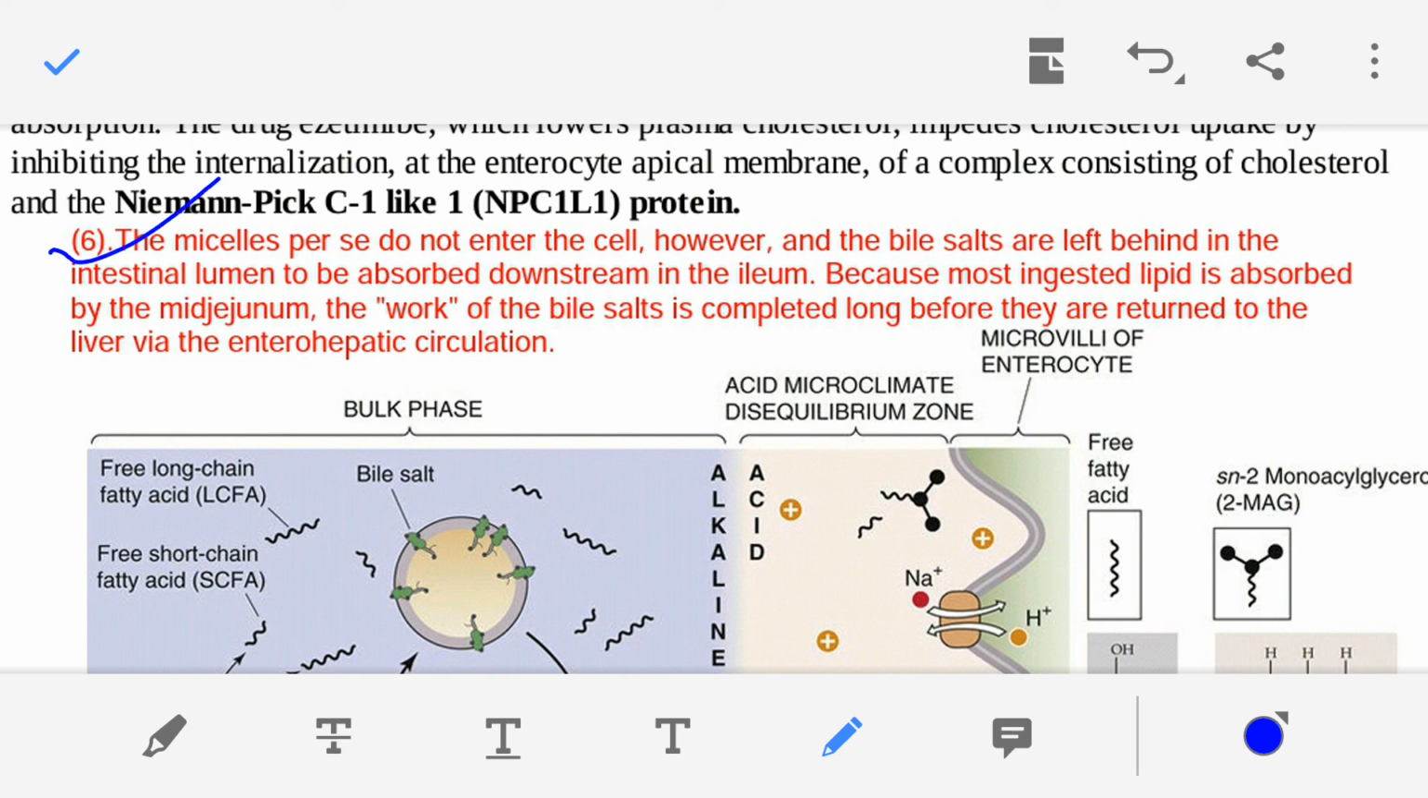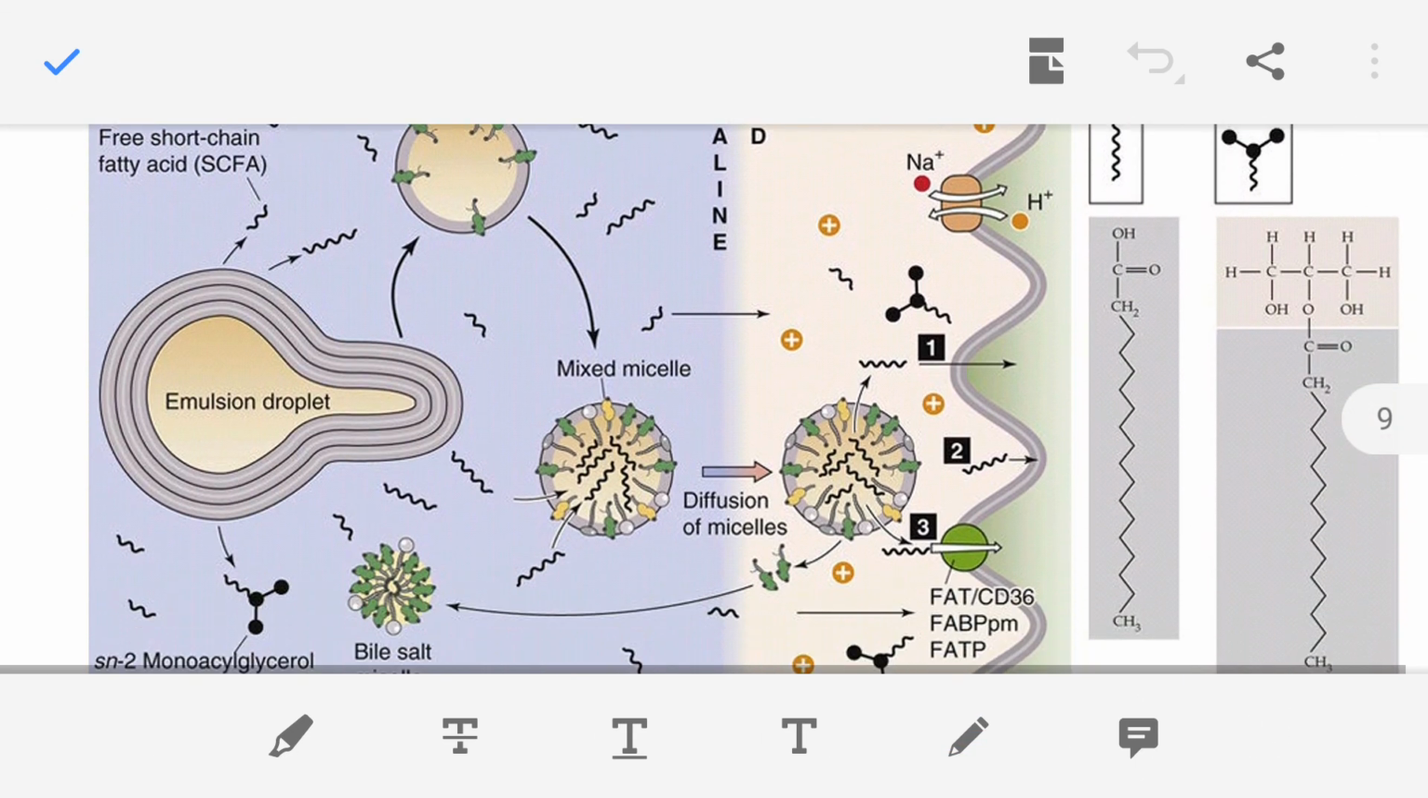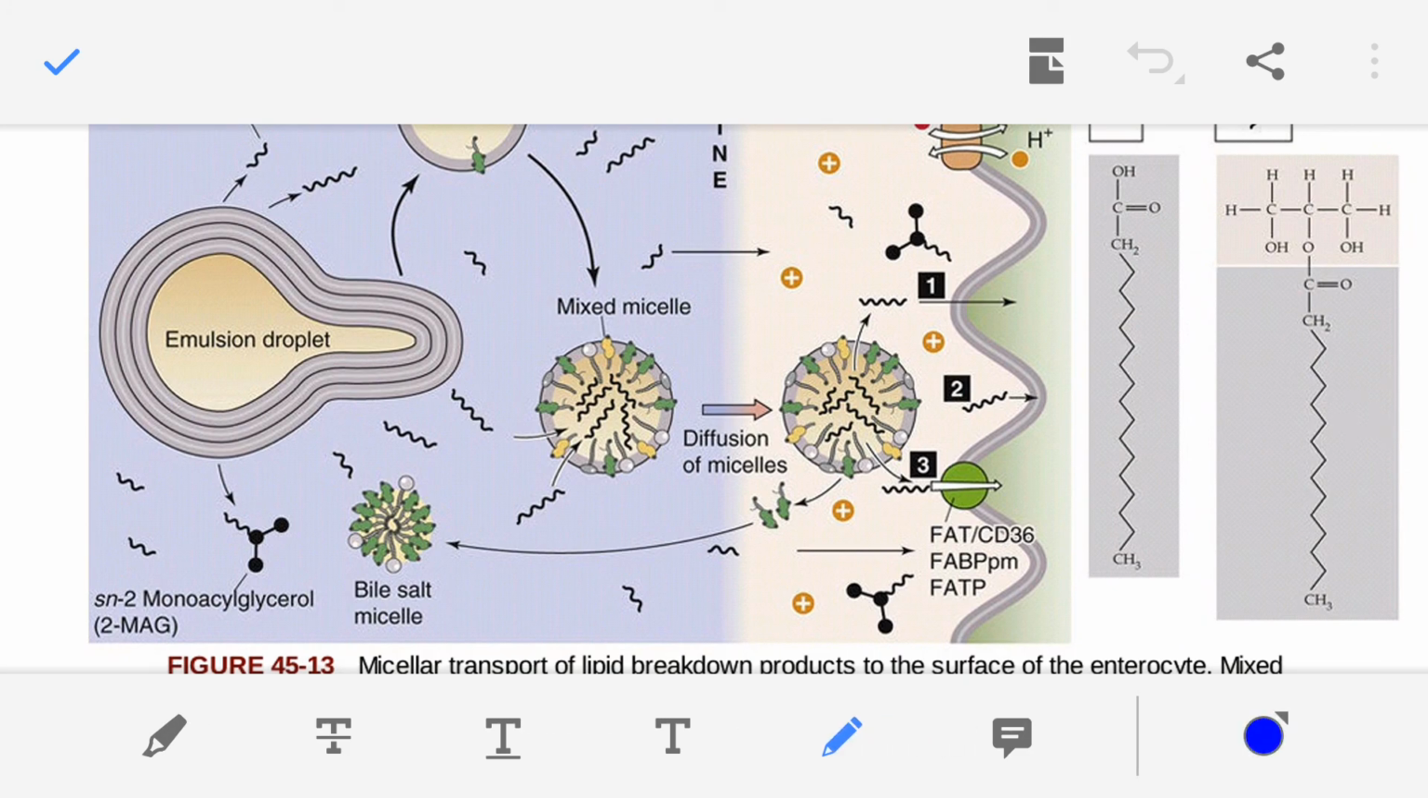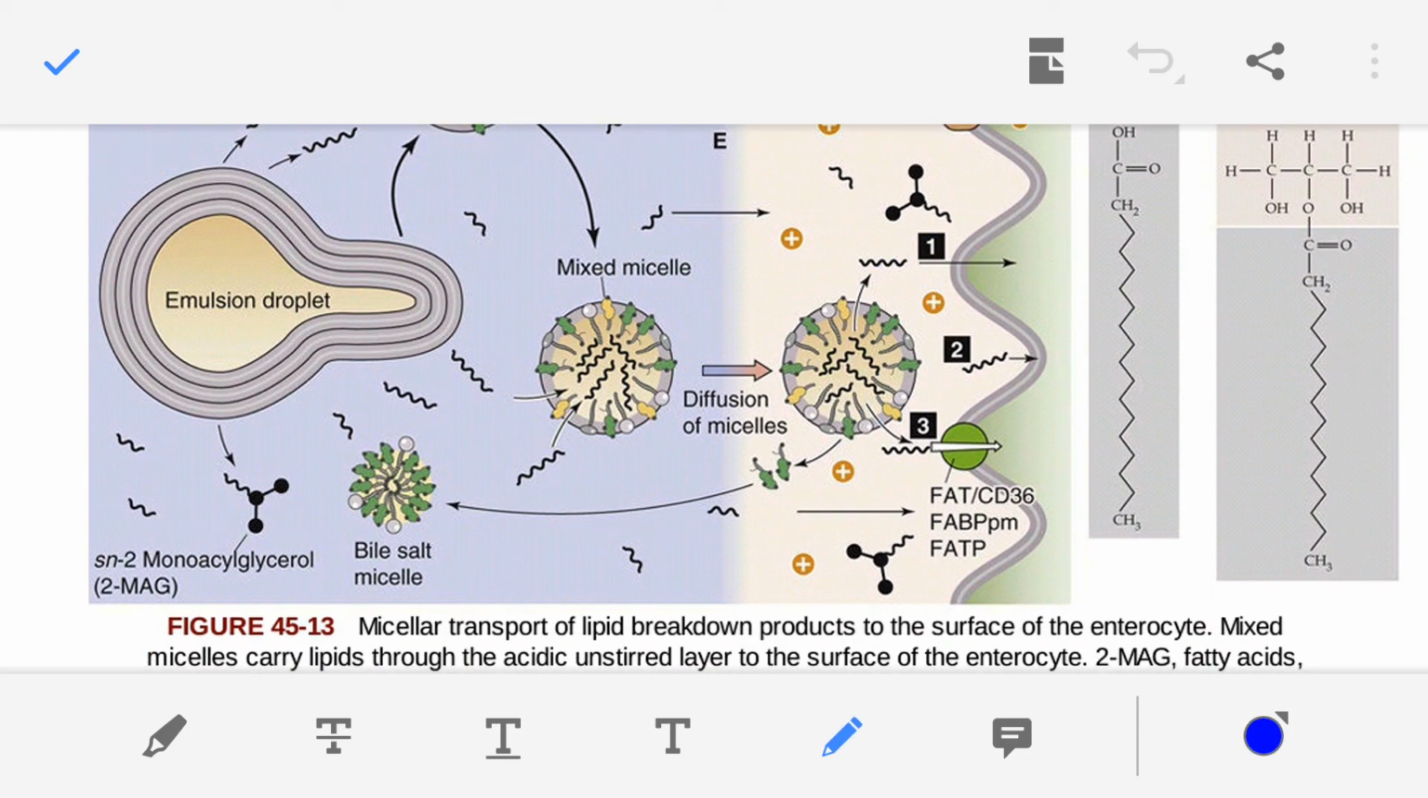Now the micelles per se do not enter the cell. Micelles are not entering into the cell. If you observe this figure closely, only the lipid digestion products are entering into the cytoplasm of the enterocyte cell. Now what happens to this bile salt? So here the bile salts are shown, and where are these bile salts going?